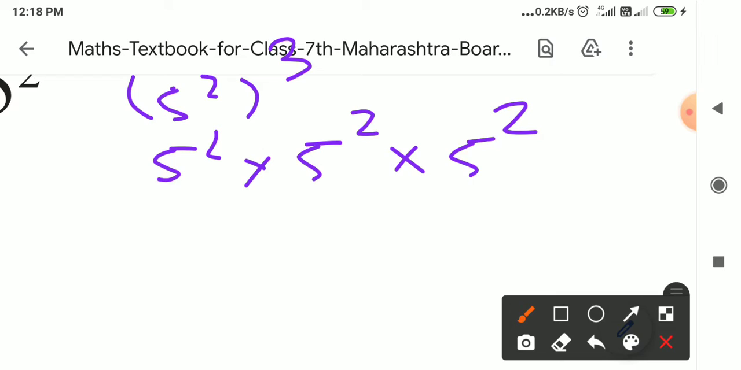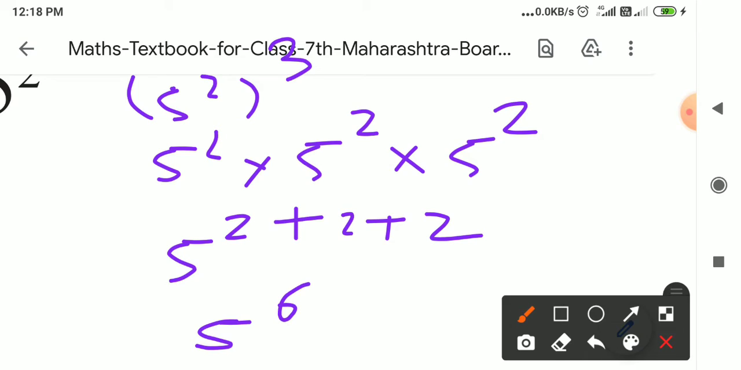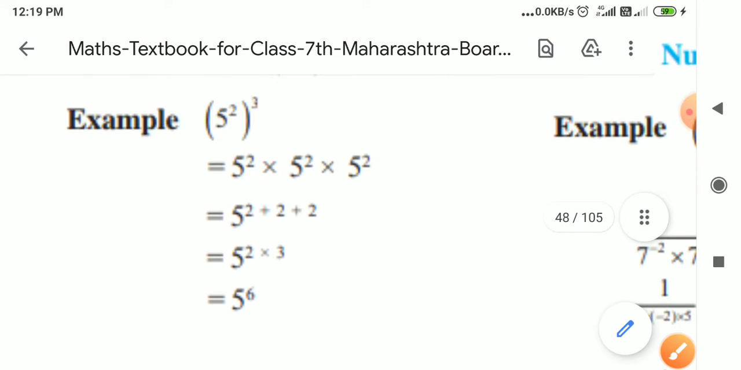Okay, if the base is the same and multiplication is there, we do the addition of the indices. So we got 5 raised to 6 here. Instead of doing these addition steps, we can solve this example directly as 5 raised to 2 into 3, which means only 5 raised to 6. In this way we have to solve the example.